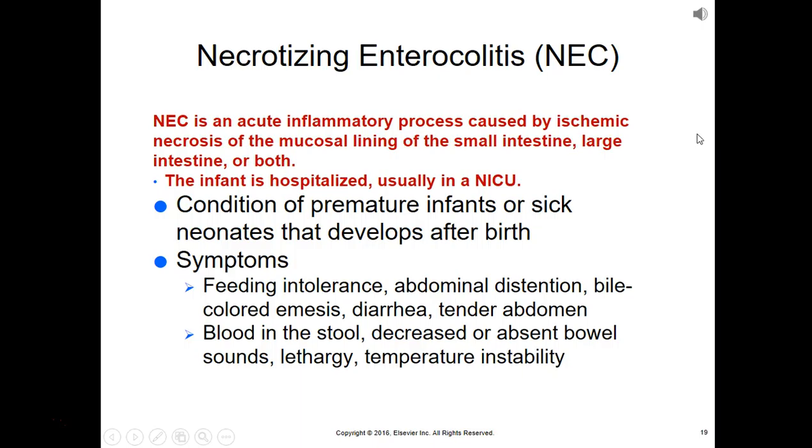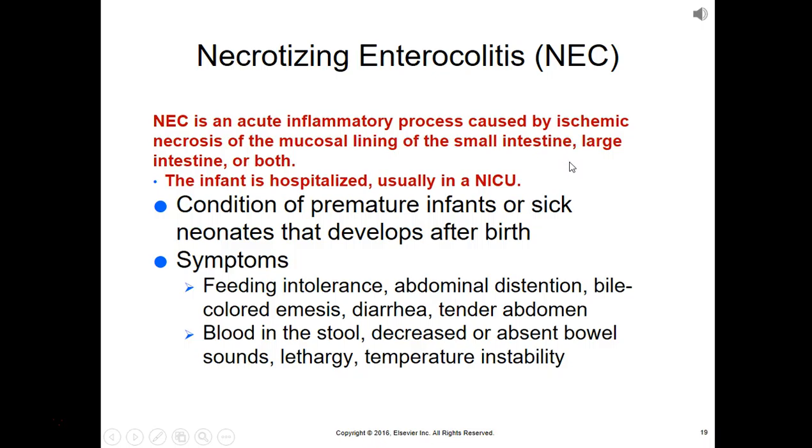NEC is necrotizing enterocolitis. It's an acute inflammatory process caused by ischemic necrosis of the mucosal lining of the small intestine, large intestine, or both. The infant is hospitalized, usually in the NICU. It's a condition of premature infants or sick neonates that develops after birth.